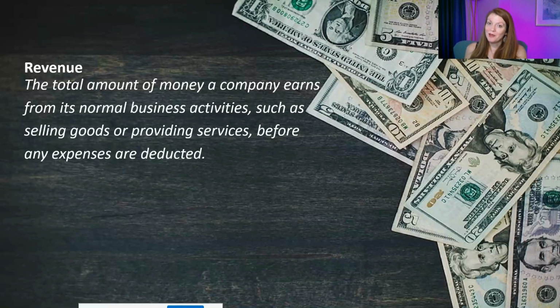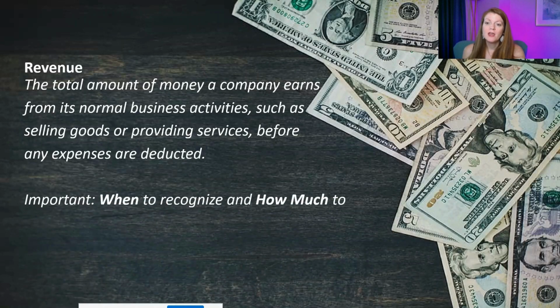So, first of all, what is revenue? It is the total amount of money a company earns from its normal business activities, such as selling goods or providing services, before any expenses are deducted. Remember, revenue is that top number, and then we're going to subtract out any cost of goods sold and all of the operating expenses after that. But we want to show revenue as that top number, and we show it under accrual accounting when it is earned, when we provide the goods or services. So the important question is when to recognize revenue and for how much.